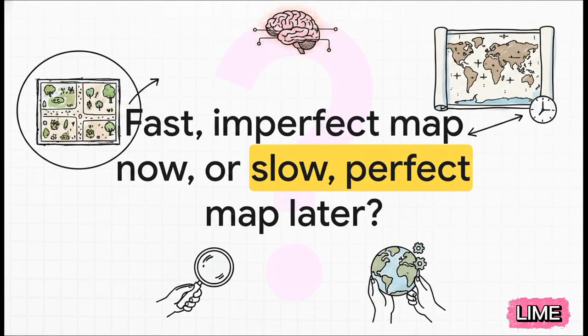And that brings us right back to our mapping analogy and a final question for you to think about. Is it better to have a fast, maybe slightly imperfect map of just your immediate area right now? Or is it better to wait for the slow but perfectly accurate map of the entire globe? The answer, of course, is that it depends entirely on what you're trying to do. And a skilled cartographer knows how to use both.